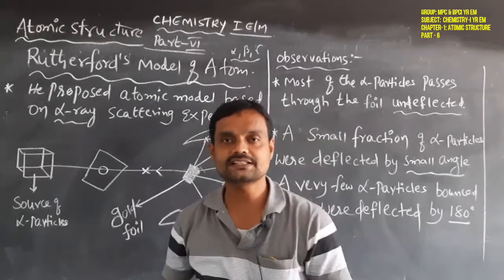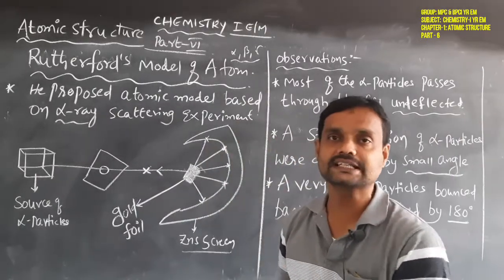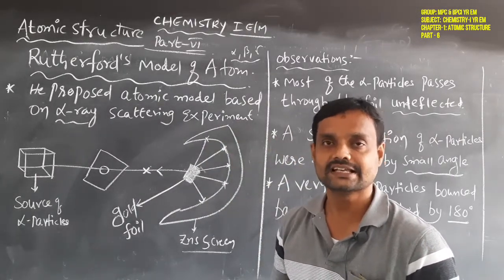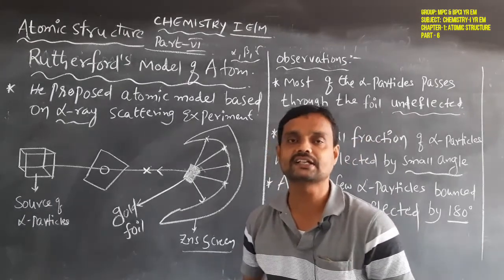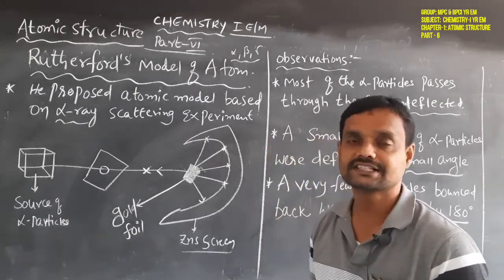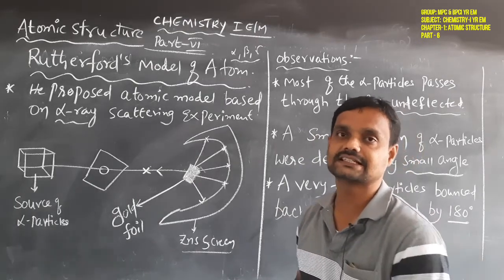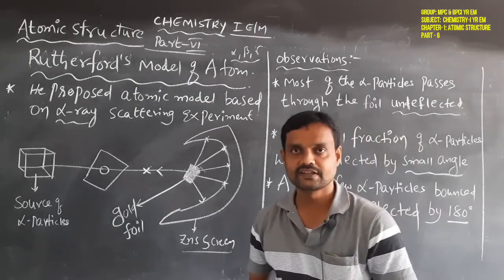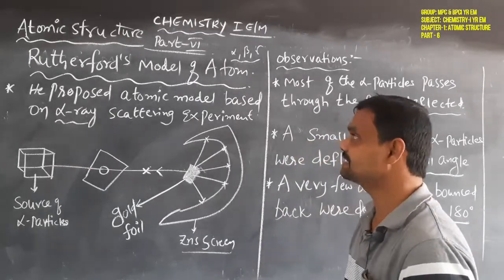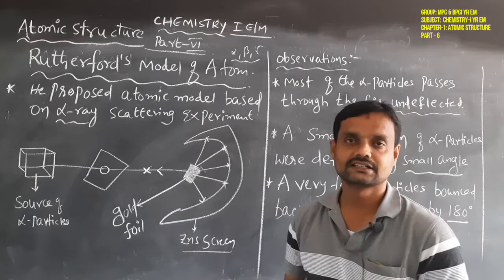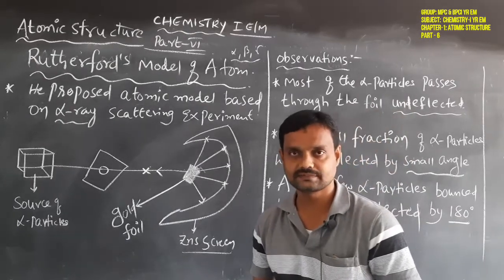What do these particles mean? These particles are released from an unstable nucleus of radioactive elements. When they convert into a stable nucleus, they release some particles, which are the radioactive particles.